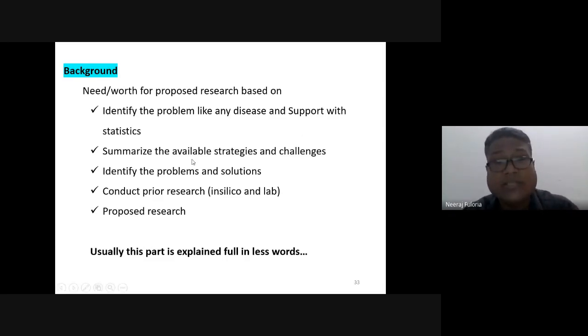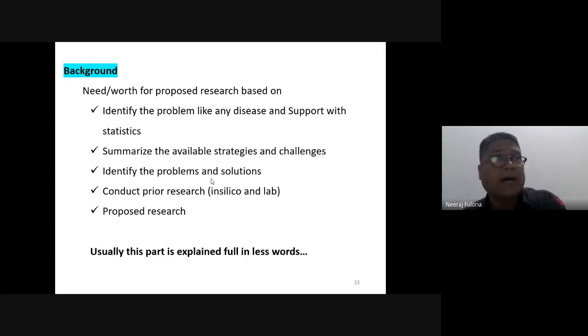Then in the background only, you have to tell the available strategies. Let's say for cancer, the strategies are chemotherapy, radiotherapy, and all that. And what are the challenges with them? What are the problems? This comes in the background. Then you have to identify the problems. So the strategy is that we have different agents for cancer therapy. The challenge is that all of them have side effects. So that is your problem. So what can be the solution for this?